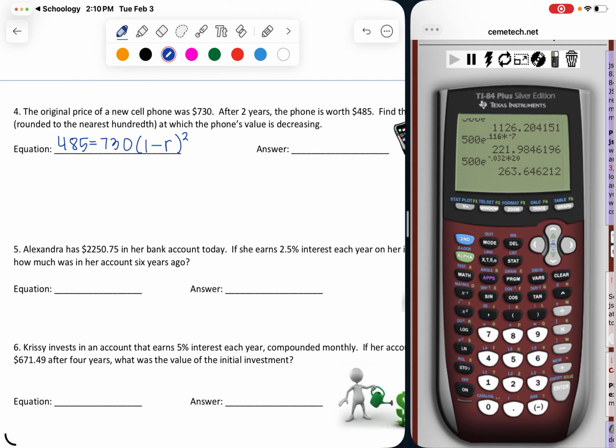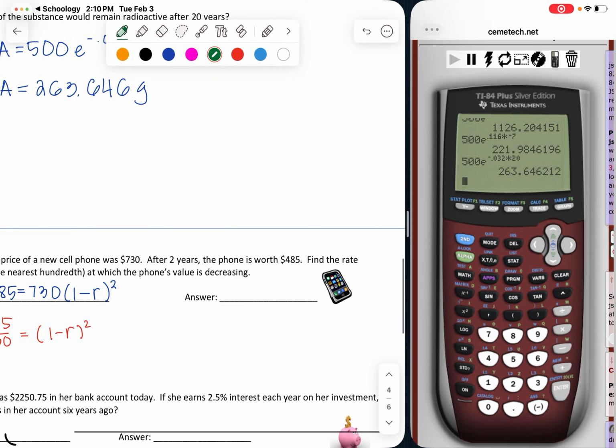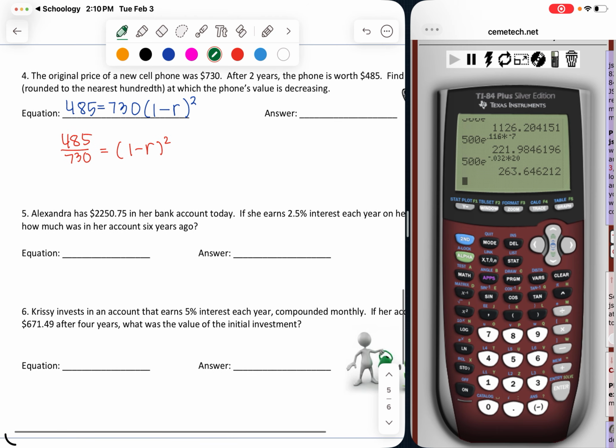So to solve for R, it's strapped inside that parentheses. I need a square root, but I can't square root yet. I'm going to have to divide by 730 first, okay? So I have 485 divided by 730 is equal to 1 minus R to the second power. Now to get rid of that square, I'm gonna square root. So I'll square root this. And let's see if that gives us a nice answer.